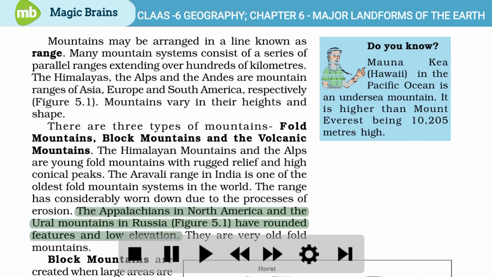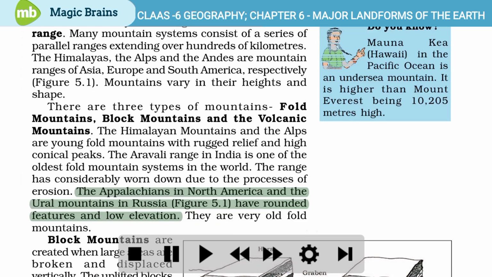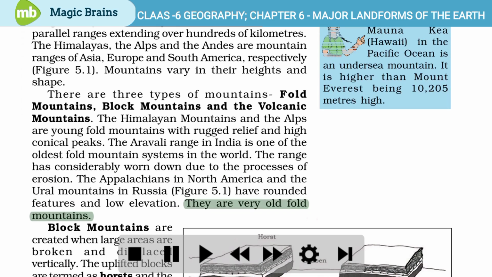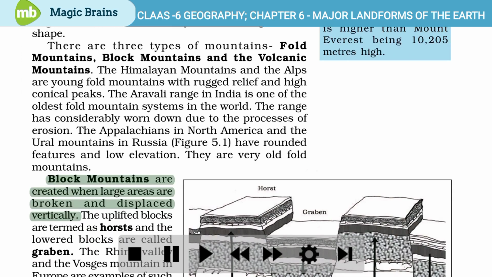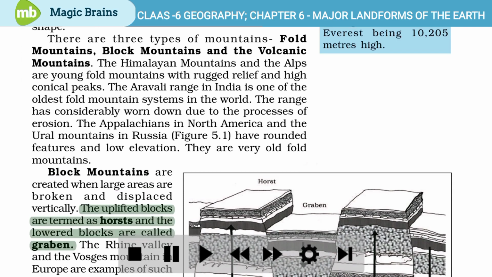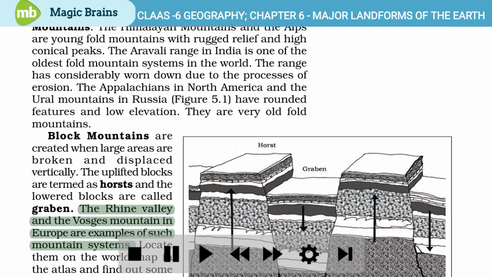The Appalachians in North America and the Ural Mountains in Russia, as shown in Figure 5.1, have rounded features and low elevation. They are very old fold mountains. Block mountains are created when large areas are broken and displaced vertically. The uplifted blocks are termed as horsts, and the lowered blocks are called graben. The Rhine Valley and the Vosges Mountain in Europe are examples of such mountain systems.